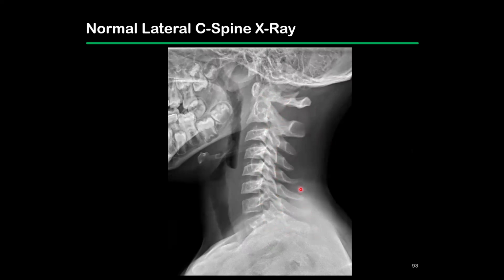And this is our posterior spinal line. So all these spinous processes should also make a nice arc. Sometimes if the spinous process is a little bit shorter, it may not make that line as well, but as long as the other lines line up, then that's fine.